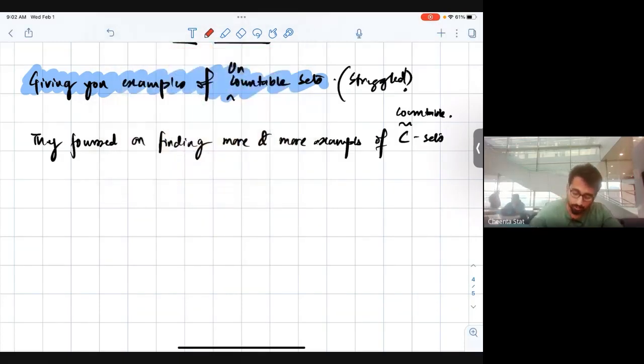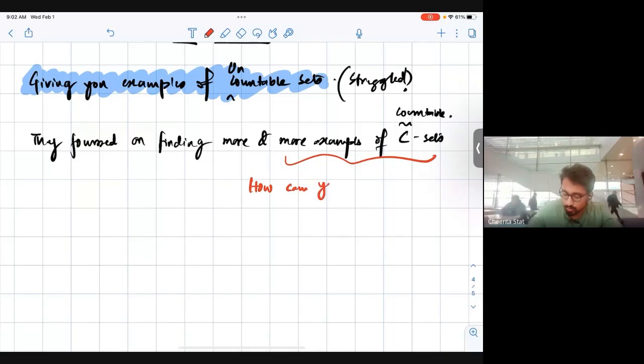So how can you form more countable sets from countable sets?